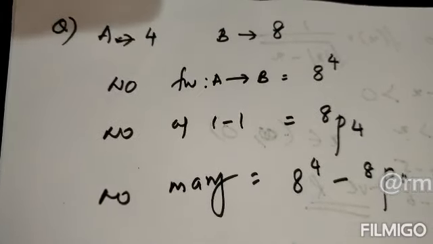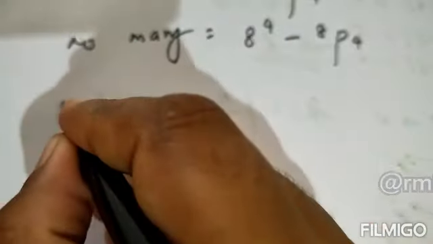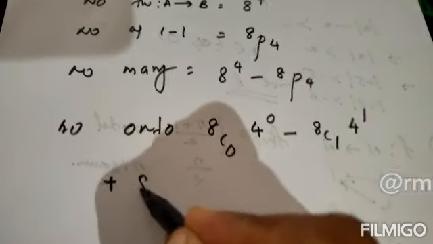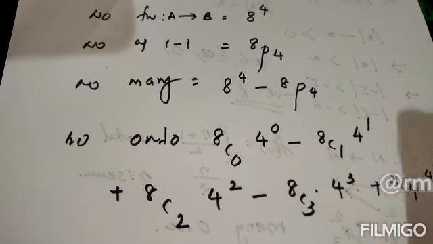A contains 4 members, B contains 8 members. Number of onto functions are 8c0 4 raised to 0 minus 8c1 4 raised to 1 plus 8c2 4 raised to 2 minus 8c3 4 raised to 3 plus 8c4 4 raised to 4 minus etc.